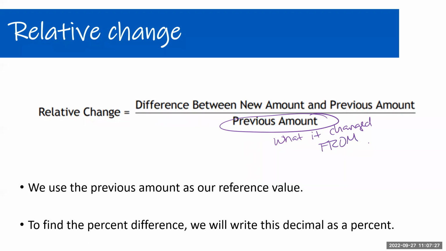This fraction by itself is going to give you a decimal. If you want to do it as a percent, remember that you're just going to multiply it times 100 to get that version of percent.